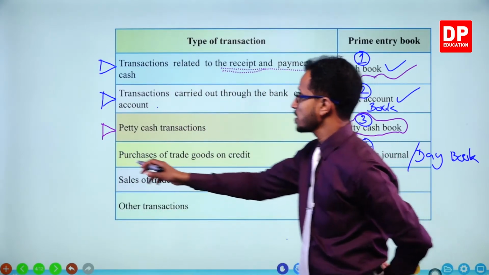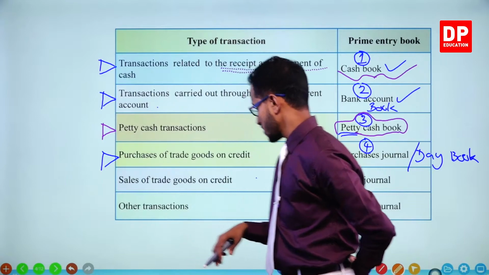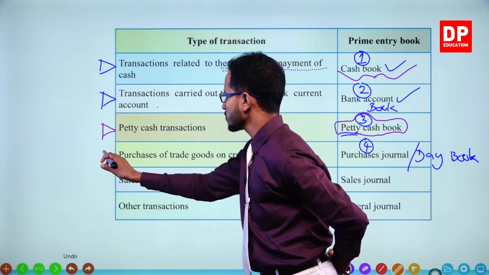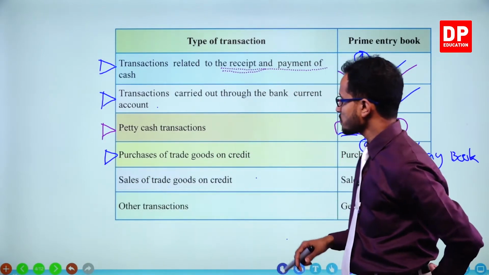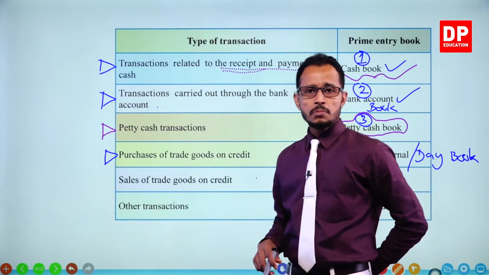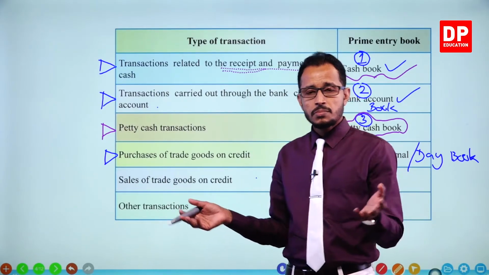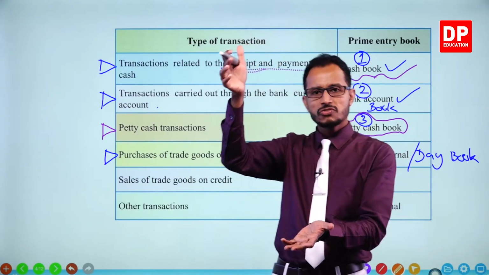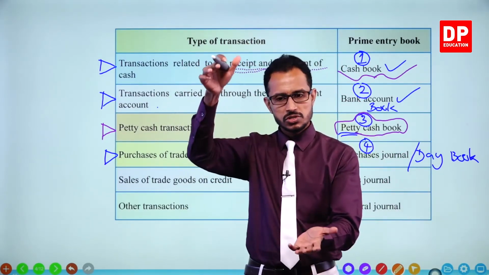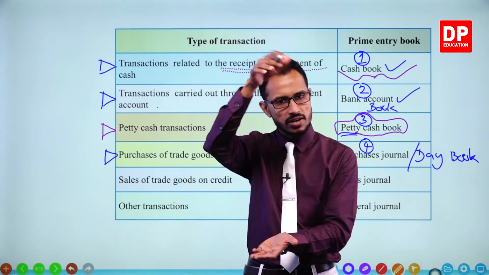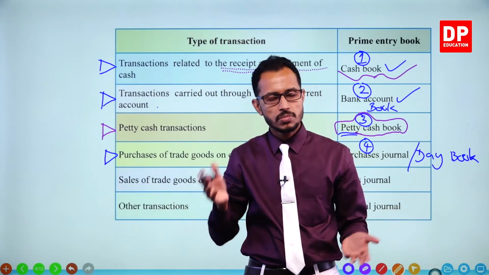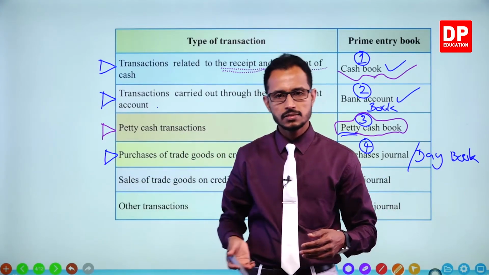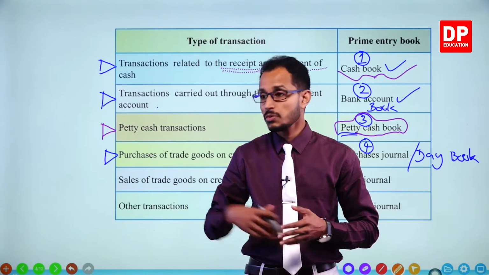What is provided to you? What is the detail provided to you? It says purchases of trading goods on credit. Purchasing simply means buying. When you buy stocks of goods, let's say you are running a grocery shop, you are buying biscuits and cheese and butter and chocolates and stuff, goods from the suppliers.